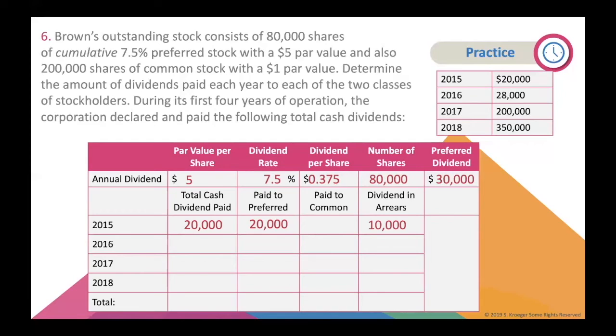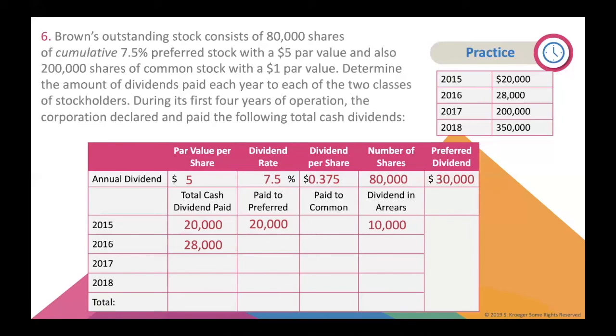Let's look at 2016 now. How much can we pay out in dividends? Looking at the chart on the right-hand top corner, we see that we have $28,000 to pay out in 2016. We put this in the first column, just like with 2015.